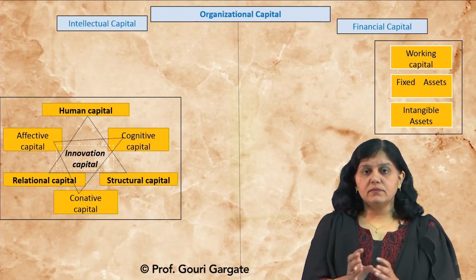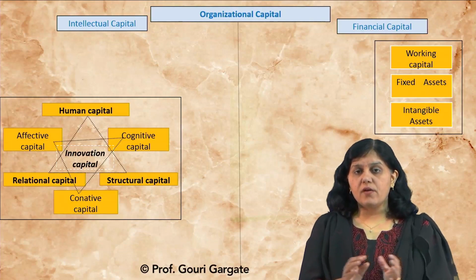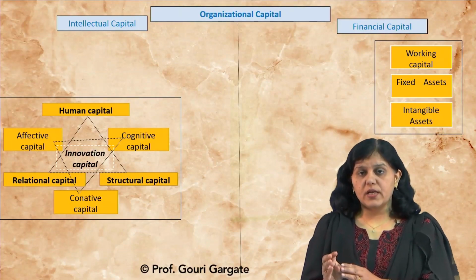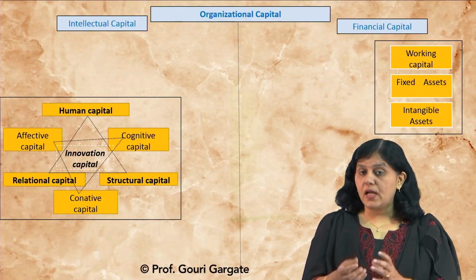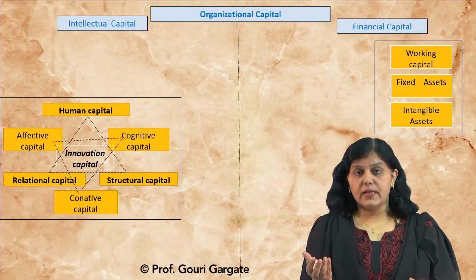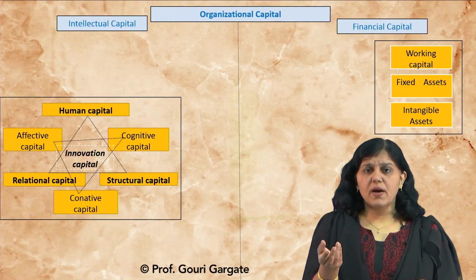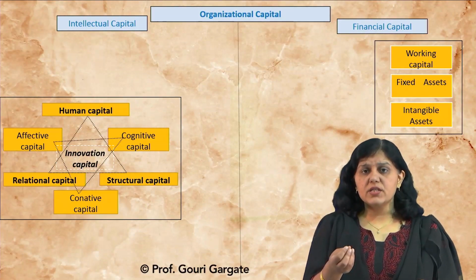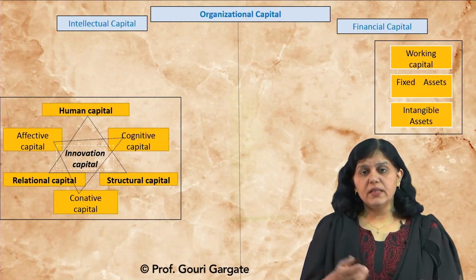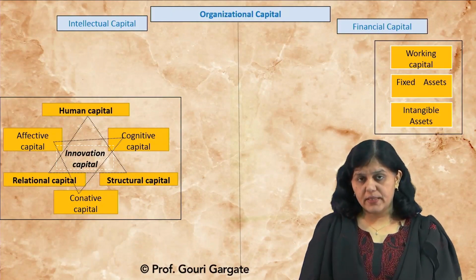It will come, that is, intangible assets will be created after you complete the research project, right. You will create some IP, that IP may act as an asset, and that will be your intangible assets. Fixed assets and working capital are already part of your organization, that financial capital, it will be there already in place, right.